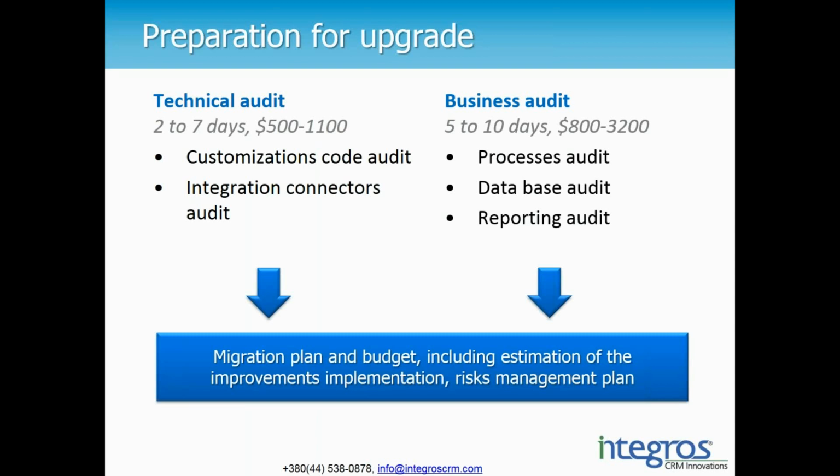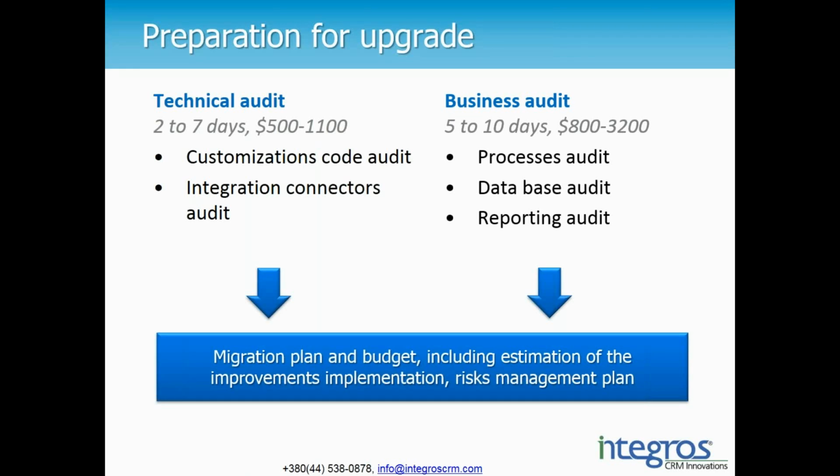The result of these two audits is typically a migration plan and a budget estimation. It includes an assessment of the improvements implementation, including the improvements that you would like to bring into the CRM. It is important to remember that many of the tasks that you would like to code in Community can turn into simple configuration of the existing functionality of the paid versions, such as Professional or Enterprise. So it is important to clarify how to implement your needs and improvements using paid versions' functionality.